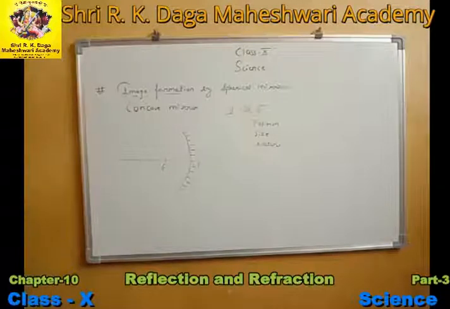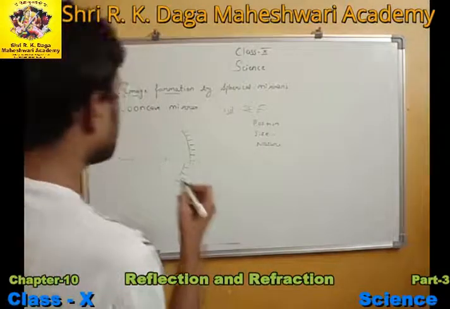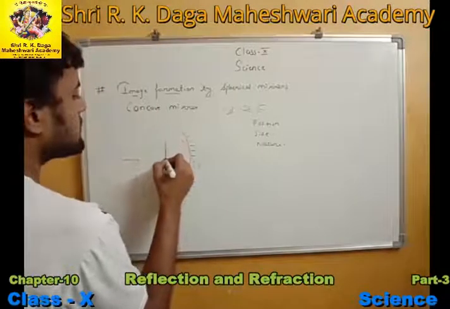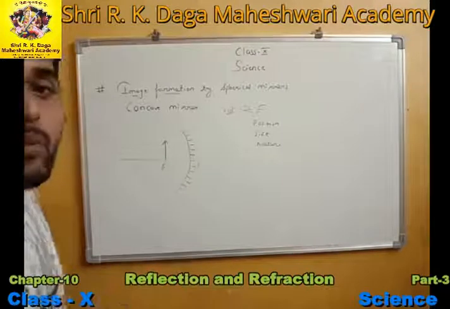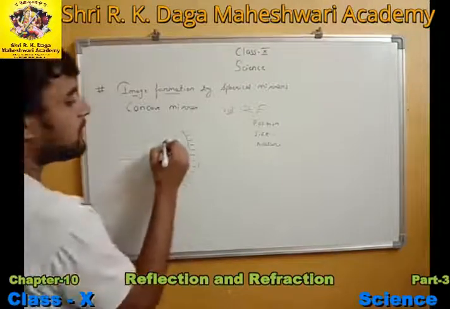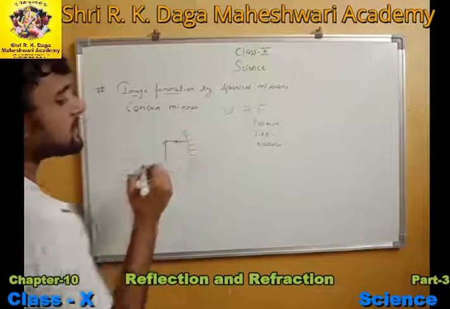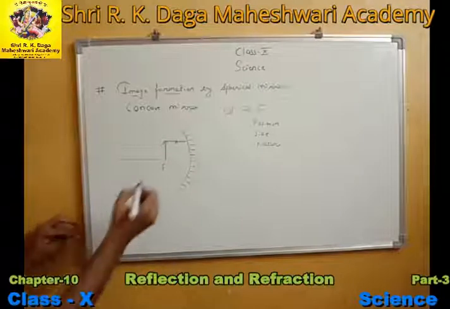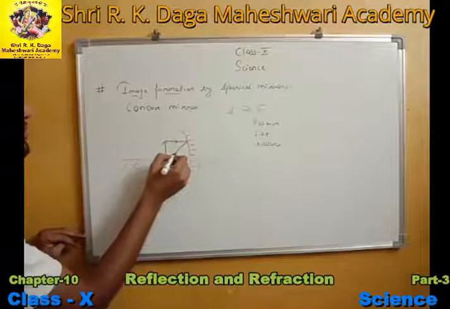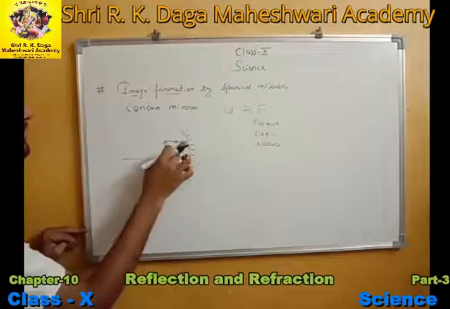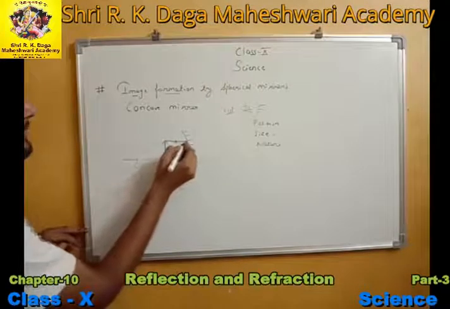Then our object will be at focus. So what will happen? A ray will be incident parallel to the principal axis. After reflection, it will always pass through the focus. Okay, like this.